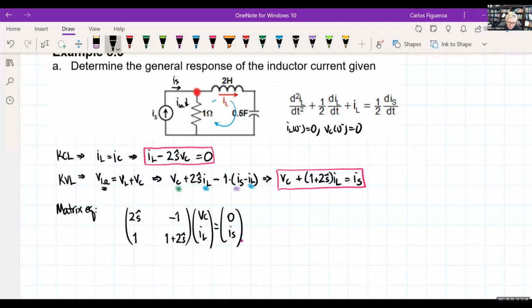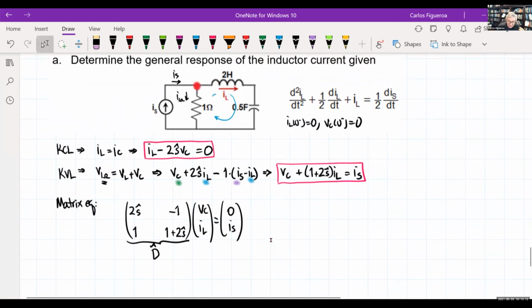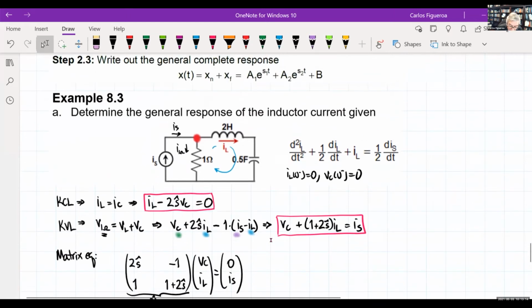Now let's do the matrix here. Remember, this is D here, right? This is my operator equation right here. This is D hat. So what am I solving for? What did they say? They want the inductor equation, right? I need the inductor current. So I've got to write this for the inductor current.